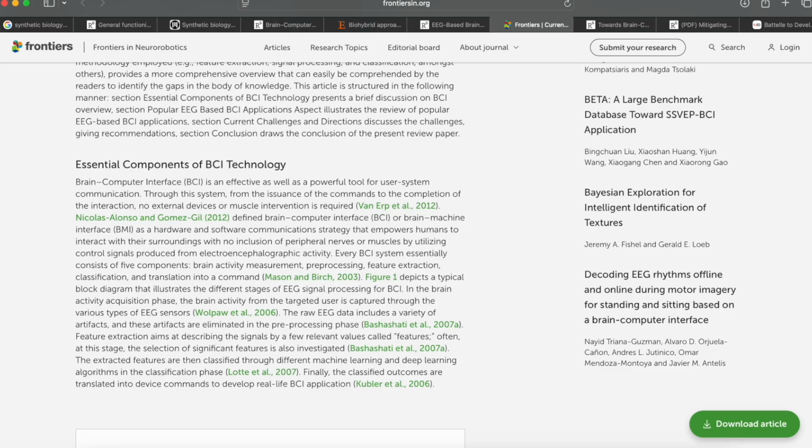Feature extraction aims at describing the signals by a few relevant values called, quote-unquote, features. Often, at this stage, the selection of significant features is also investigated. The extracted features are then classified through different machine learning and deep learning algorithms in the classification phase. Finally, the classified outcomes are translated into device commands and develop real-life BCI applications.